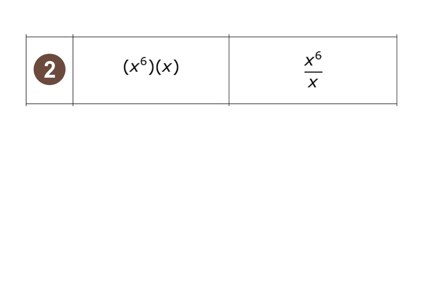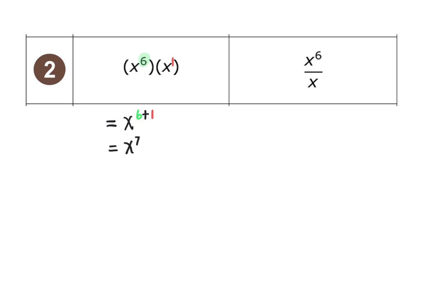Question 2 has x to the power of 6 multiplied by x. We know that when we have a variable on its own, it's actually x to the power of 1. So we can use the exponent law for multiplying here, and we can keep the base the same and add those two exponents. So we'll have x to the power of 6 plus 1, which is the same as x to the power of 7.